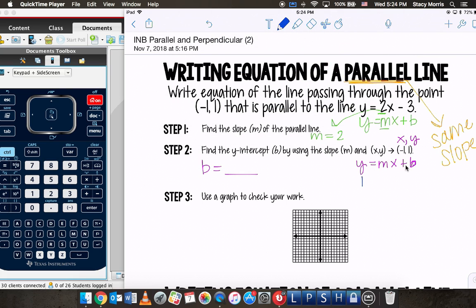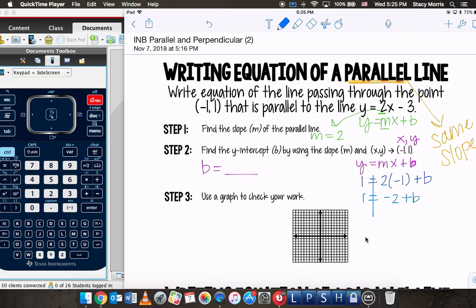So our y is 1. Right here, our y is 1, is equal to the m that we are going to use is 2 because we're writing a parallel line, so 2 times x, right? mx means m times x. We're going to plug in our x right here. Our x is -1. Close your parentheses, plus we're left with the variable b. Since we're left with just the variable b, now we can solve this for b and figure out what is our y-intercept. So to solve this, we first get rid of the parentheses by multiplying. So we have 1 equals 2 times -1 is -2 plus b.